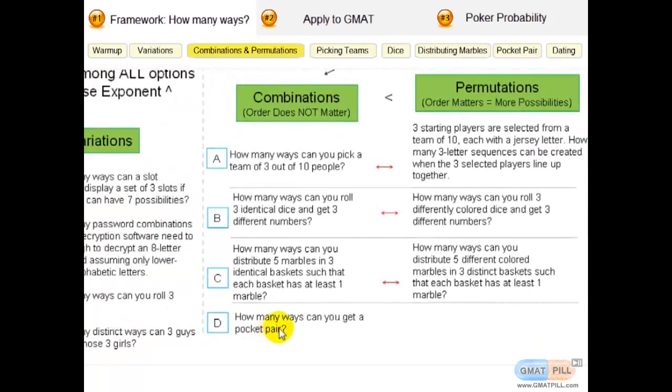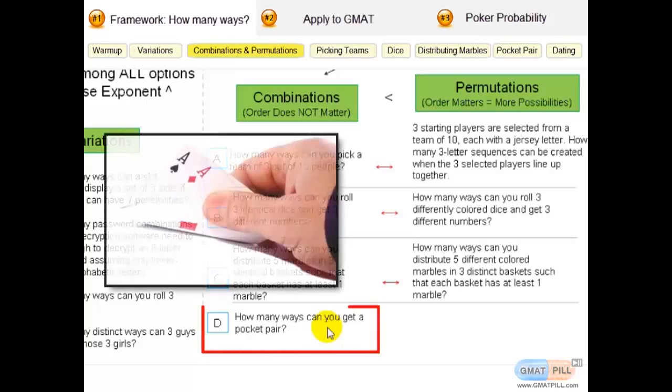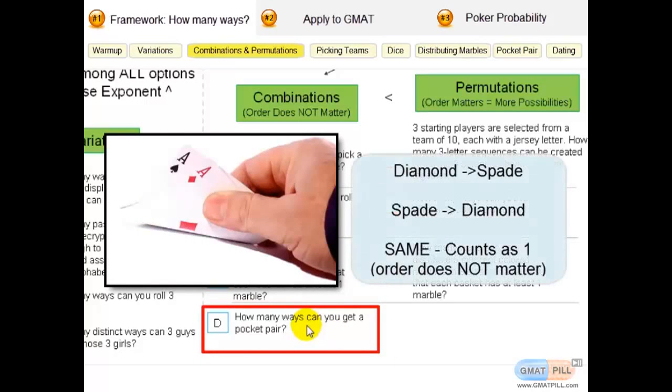How many ways can you get a pocket pair in poker, right? How many ways can you get a pocket pair? Well, if you first get an ace of spade and then an ace of diamond, that's the same as if you got an ace of diamond and then an ace of spade. So that single combination of the spade and the diamond counts as the same. That's why order does not matter.